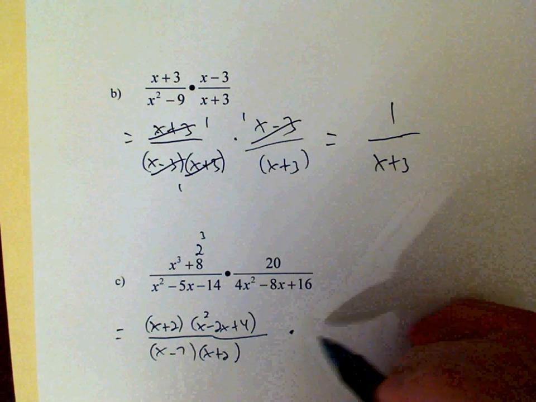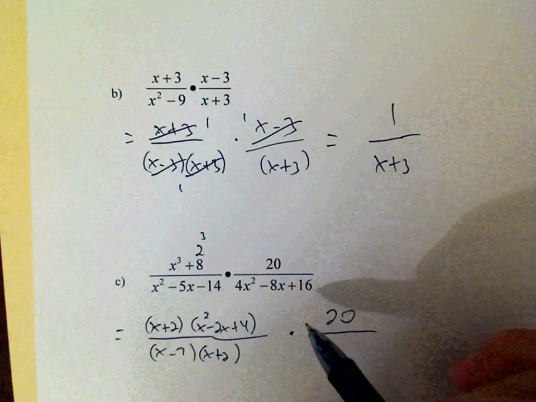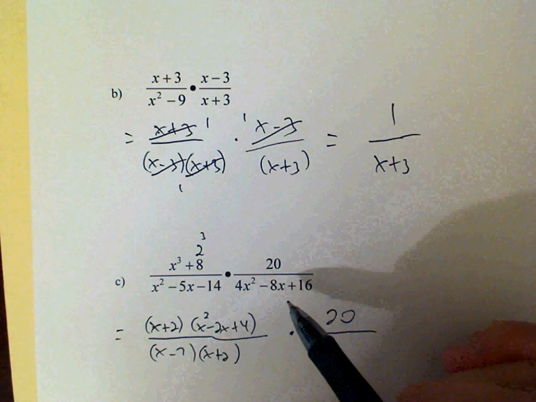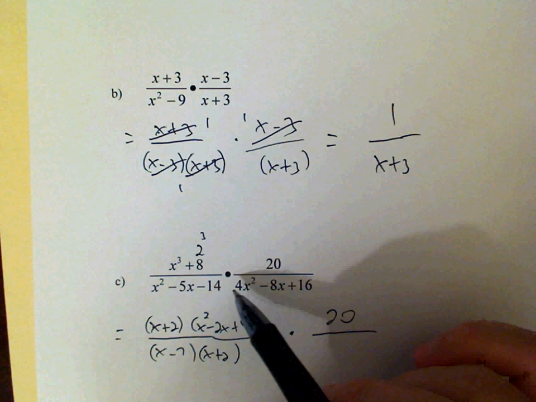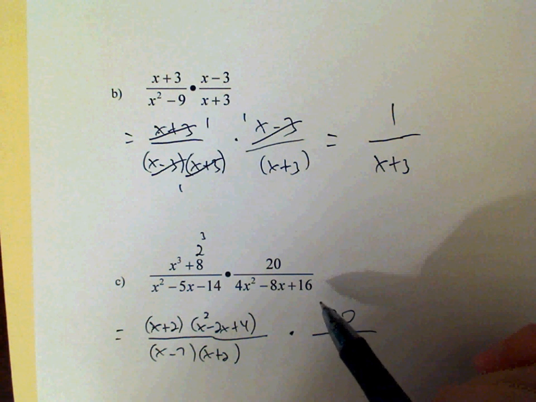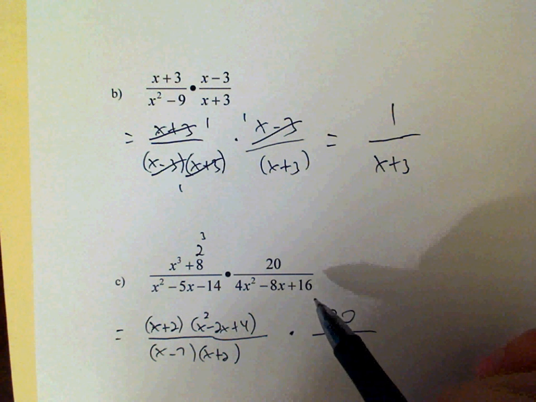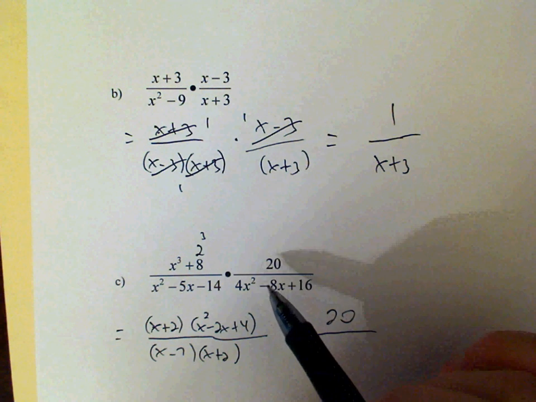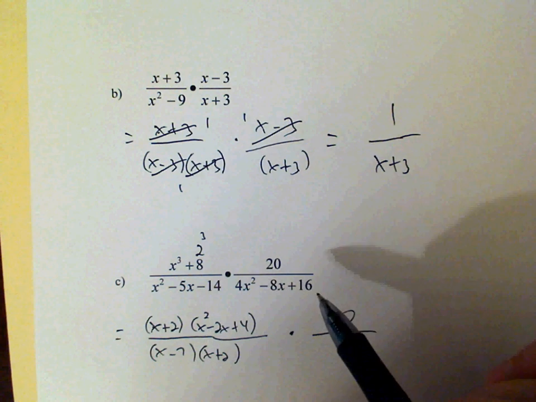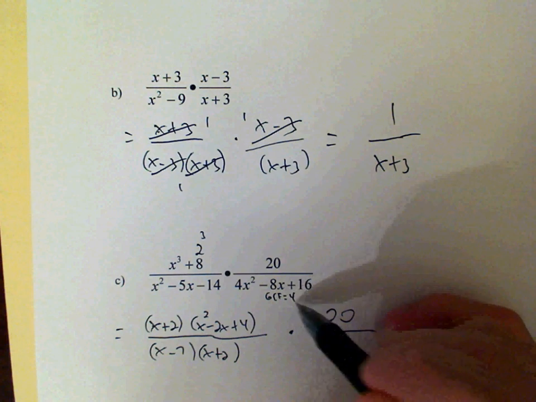Second fraction, I see a 20 in the numerator. I'm going to keep that as a 20. When I look in the denominator, I've got to see if that factors. When you look at the 4x squared minus 8x plus 16, the very first thing you should recognize is they all have what in common. A lot of people see the square first. I don't. I see the GCF first. That's what you should see also. They all have a 4 in common.